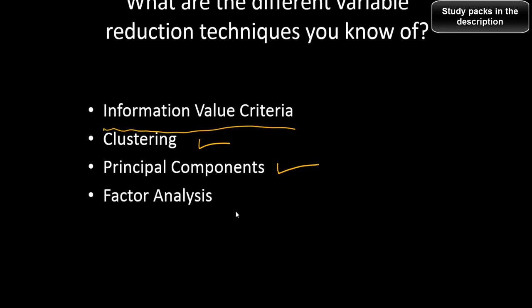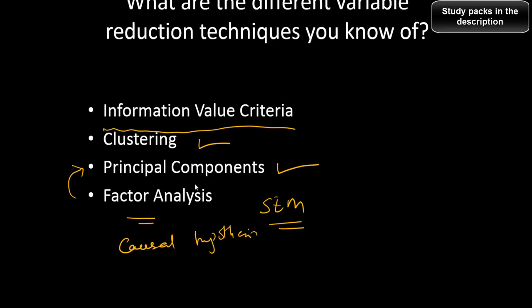Then comes factor analysis. Factor analysis is related to a set of modeling techniques known as structural equation modeling, which finds out the relationship between different factors. Factor analysis is very similar to principal component analysis, except that it is used only when you have a causal hypothesis to be tested. Otherwise, it's not very useful. You can always go ahead with principal components. And factor analysis is also used for reduction of variables. You come up with a much smaller set of factors and finally build a model.